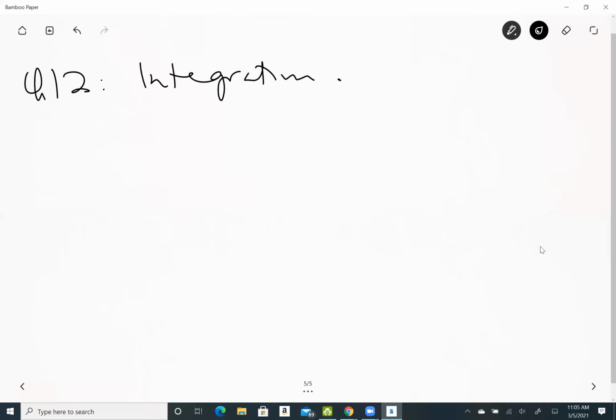Now, what is integration? Integration is the opposite of derivative. The idea is the opposite of derivative. In other words, with derivative you go backward, backward derivative. That is the idea of integration.